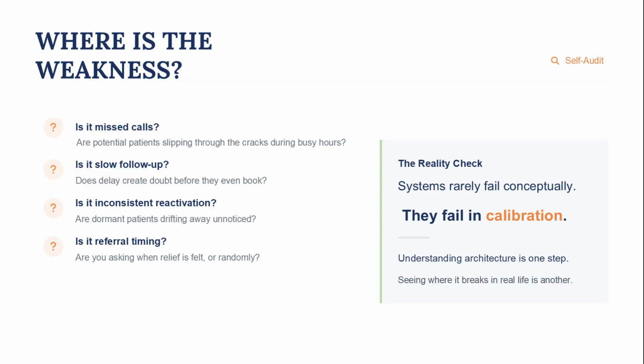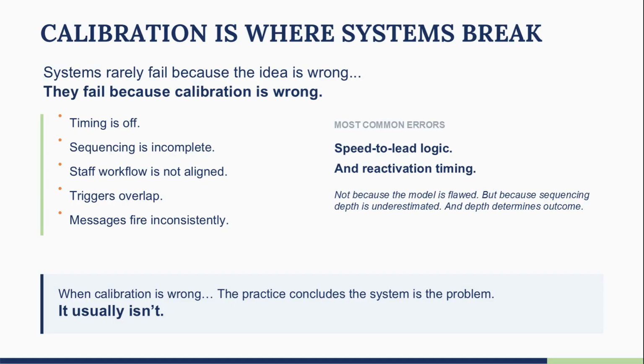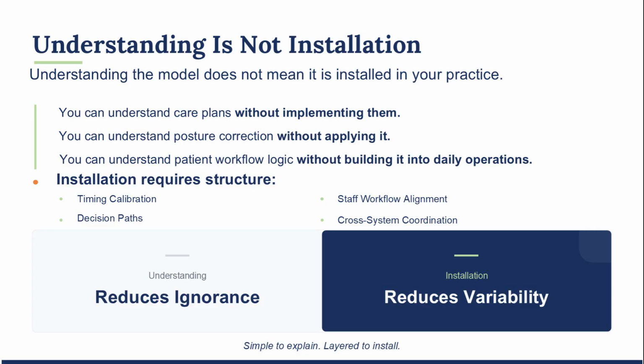And once you can see where the weakness is, another pattern starts to appear. Systems rarely fail because the idea is wrong. They fail because calibration is wrong. Calibration is simple. The right things are happening, just not at the right time, not in the right sequence, not aligned with how the practice actually operates. Messages arrive too early or too late. Processes don't match behavior. And when that happens, the system feels inconsistent. But the issue is not the model, it's the calibration. That's where systems break, not in theory but in execution. This is where most practices misinterpret the problem.